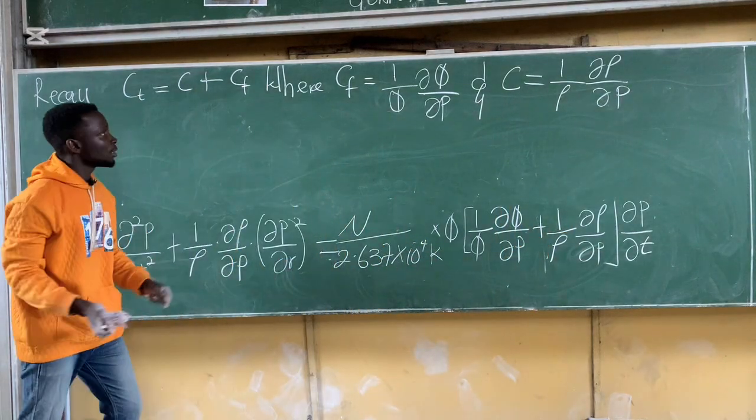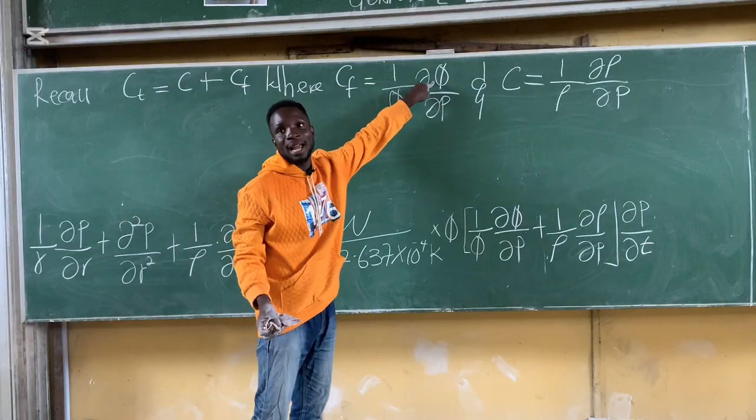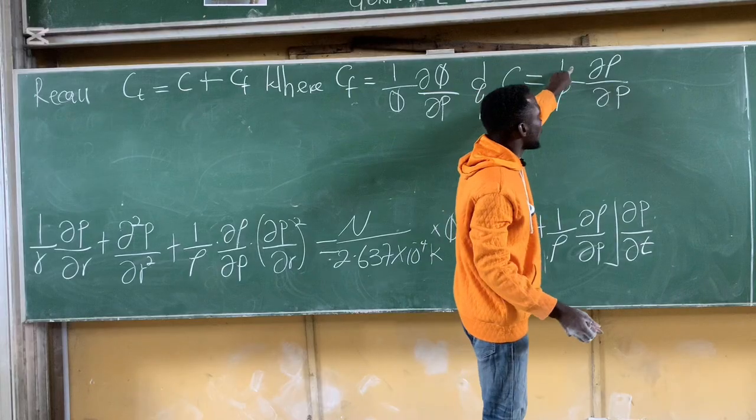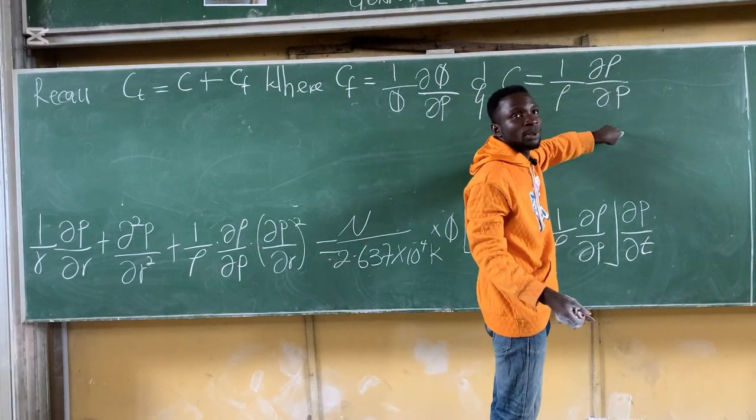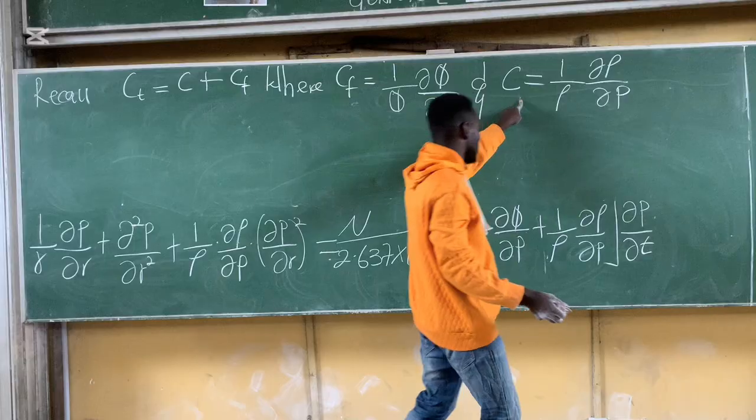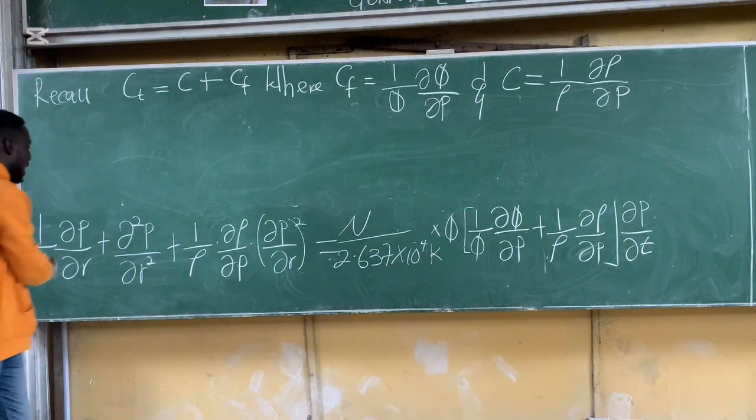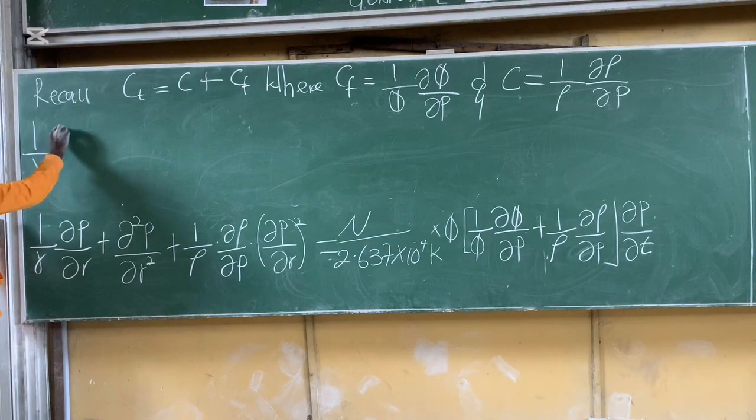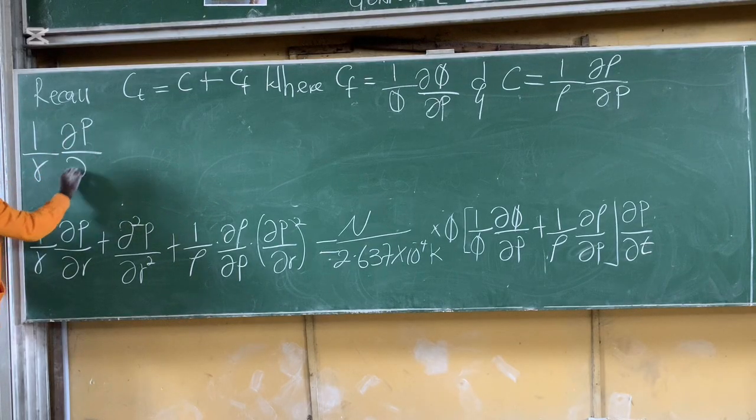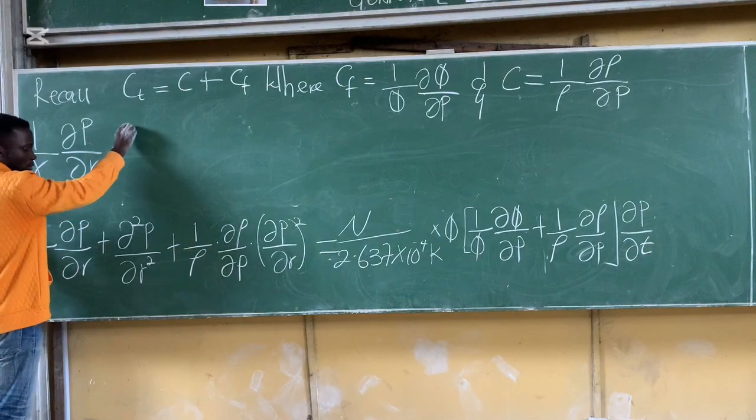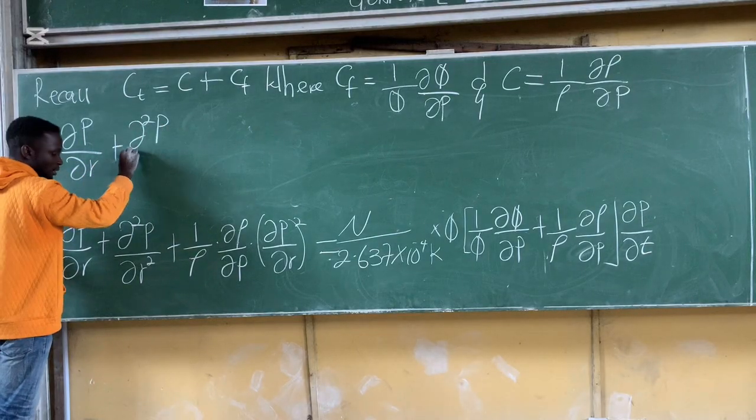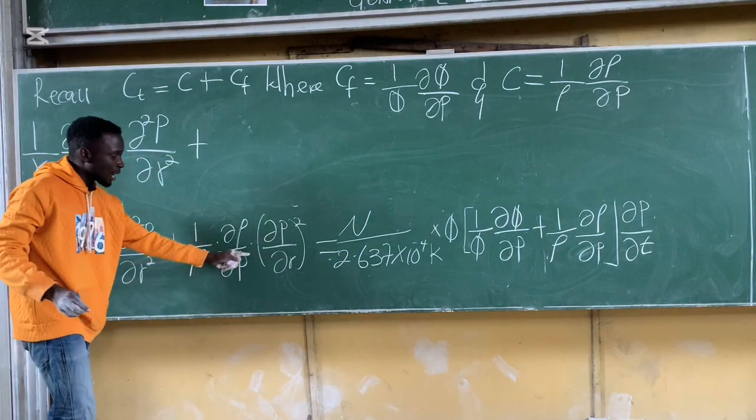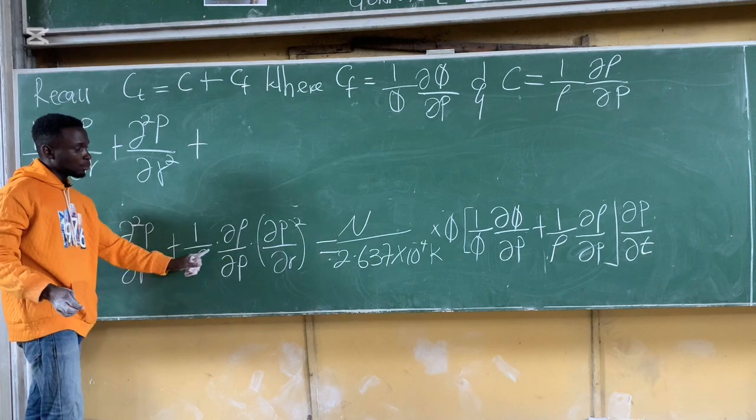So anywhere you see 1 over φ dφ/dp, you substitute what? C_f. And anywhere you see 1 over ρ dρ/dp, you substitute what? C. If that is the case, you can simply rewrite this equation as 1 over r dp/dr plus d²p/dr² plus. Now if you look at this point, we have 1 over ρ times what?